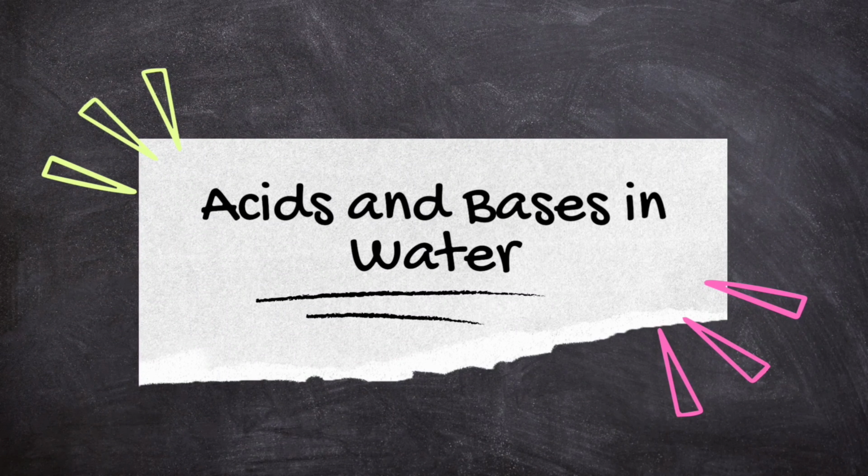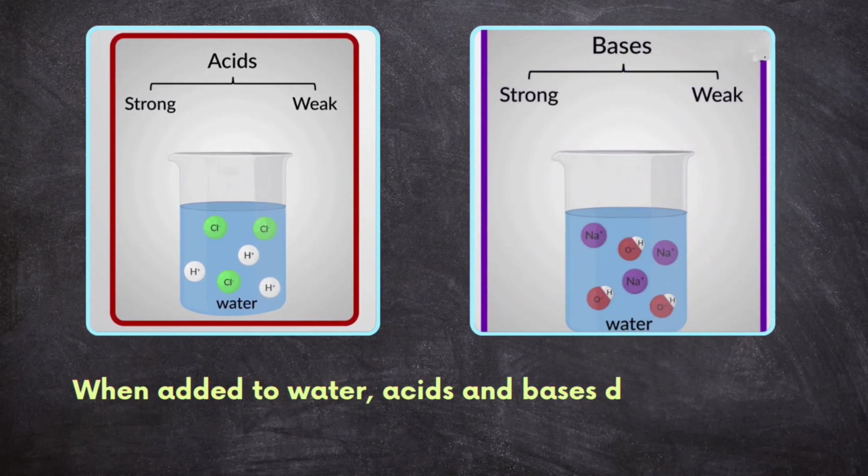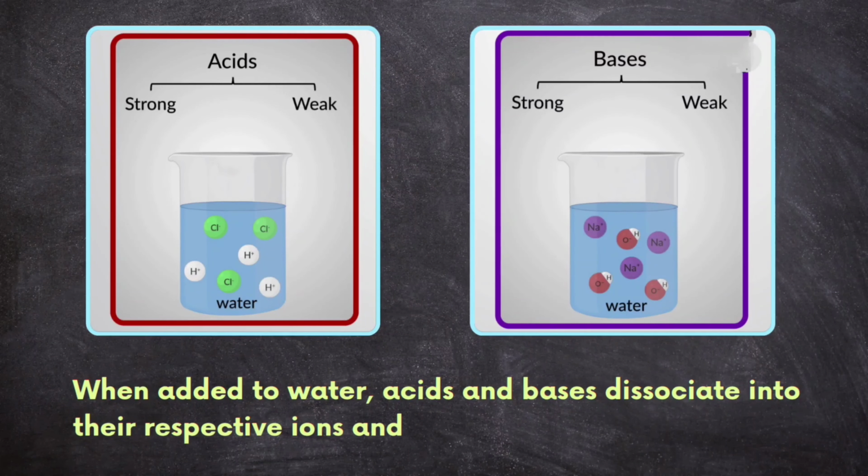Acids and bases in water. When added to water, acids and bases dissociate into their respective ions and help in conducting electricity.